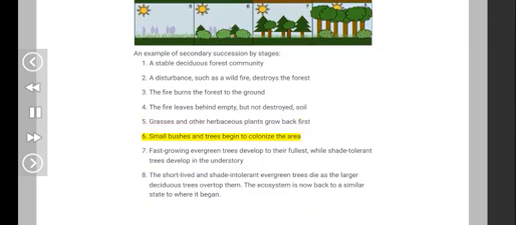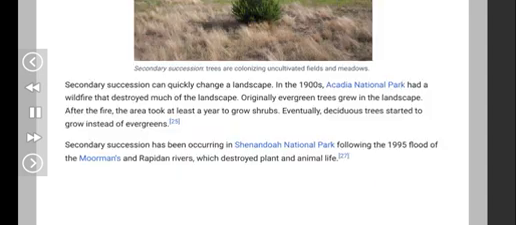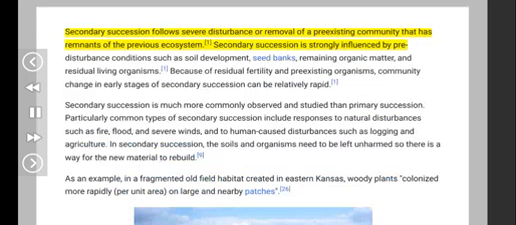6. Small bushes and trees begin to colonize the area. 7. Fast-growing evergreen trees develop to their fullest, while shade-tolerant trees develop in the understory. 8. The short-lived and shade-intolerant evergreen trees die as the larger deciduous trees overtop them. The ecosystem is now back to a similar state to where it began. Secondary succession follows severe disturbance or removal of a pre-existing community that has remnants of the previous ecosystem.